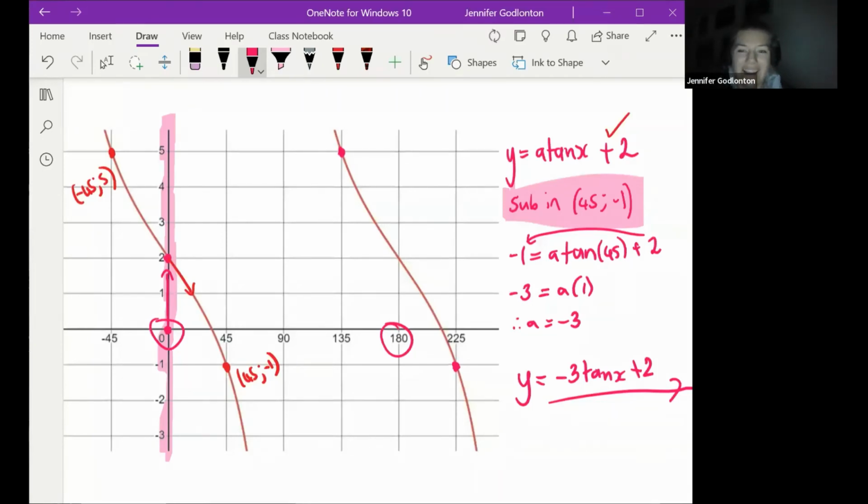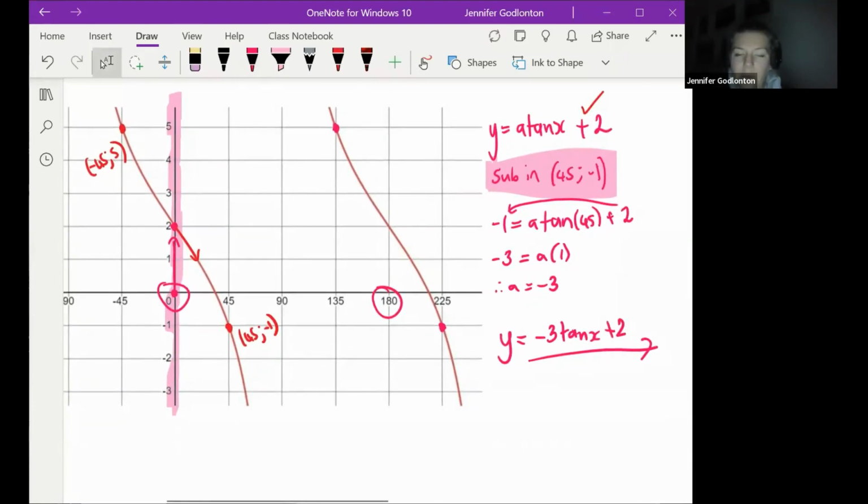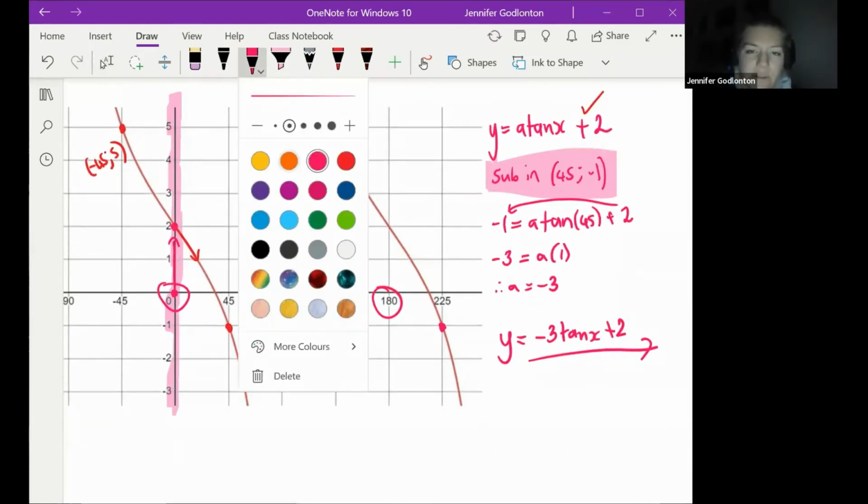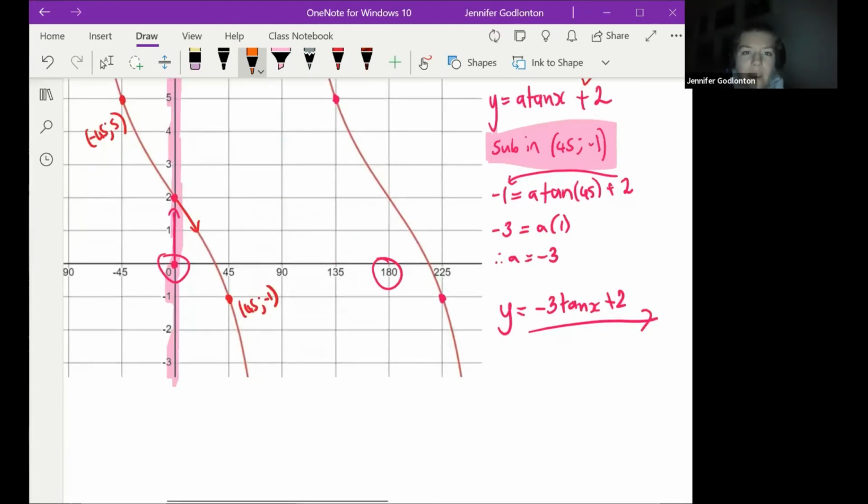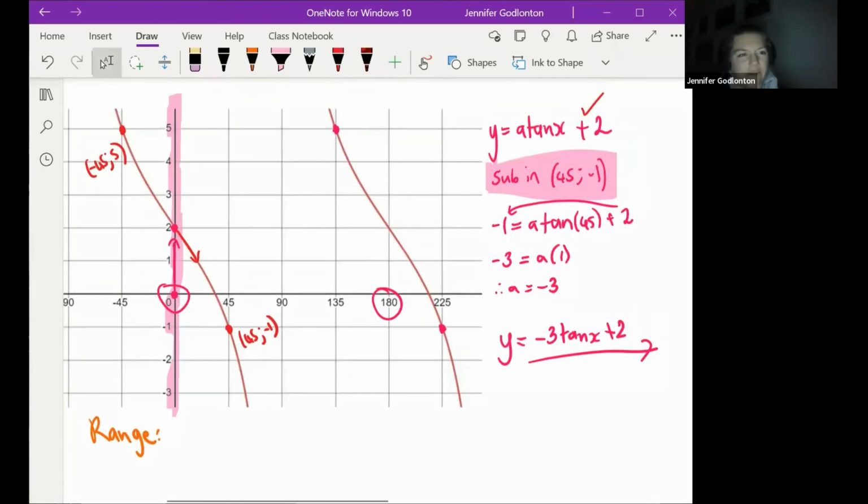Okay, let's just try and answer a couple of questions because we've only got a few minutes left, so we don't have a huge amount of time. Well done to everyone who got this right though. First thing I would like to know about this graph is what is my range? I'm happy with multiple answers here. But what is my range of this graph?